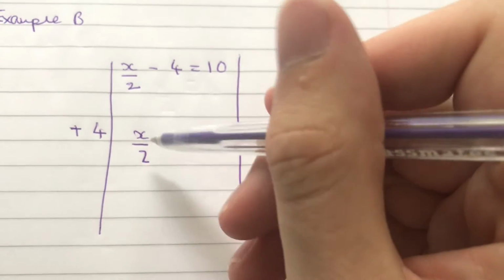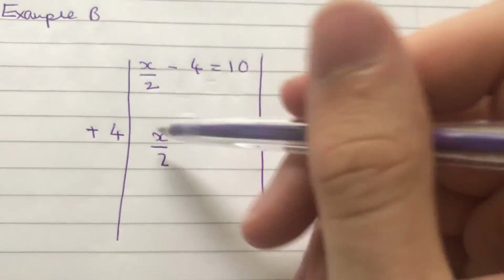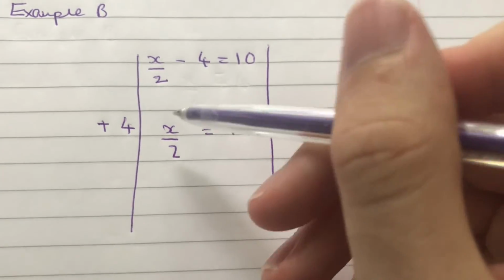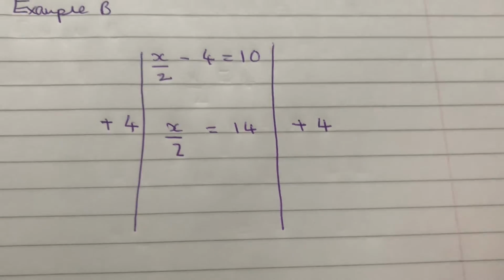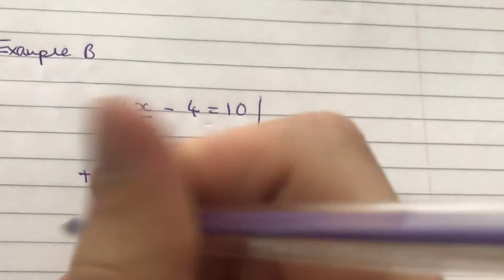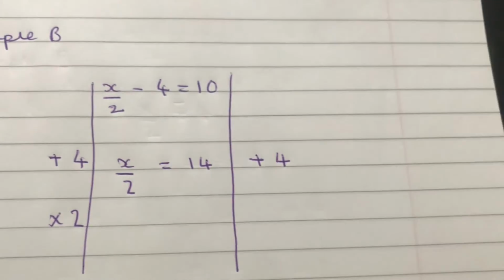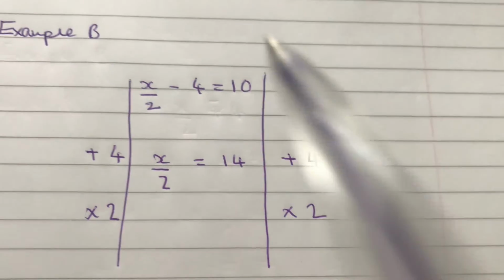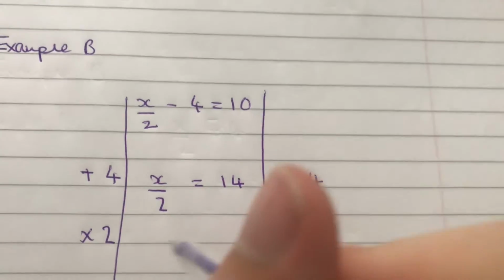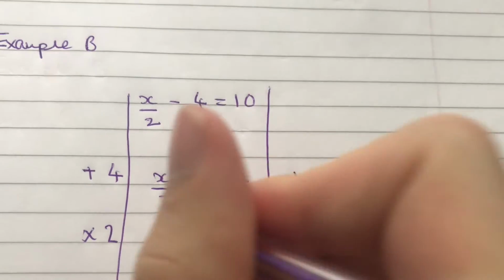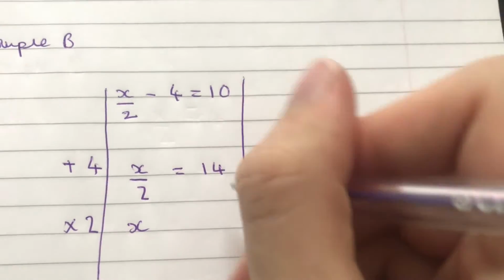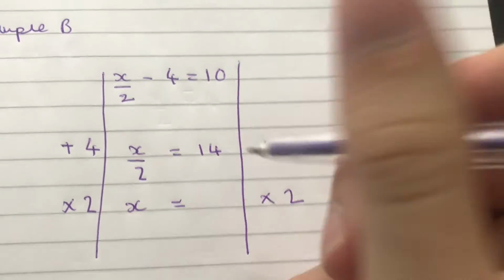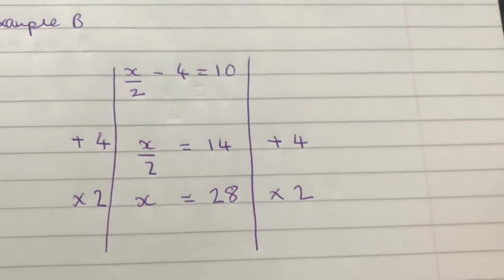Next step, so we've still got x over 2, so we need to get rid of the x divided by 2. So how do we get rid of divide by 2? What's the opposite of division? It is multiplication, so we multiply by 2 on both sides. Remember, either side of the funnel and either side of the equation. So x over 2 multiplied by 2 is just x, and 14 multiplied by 2, let's think about this, it's 28.